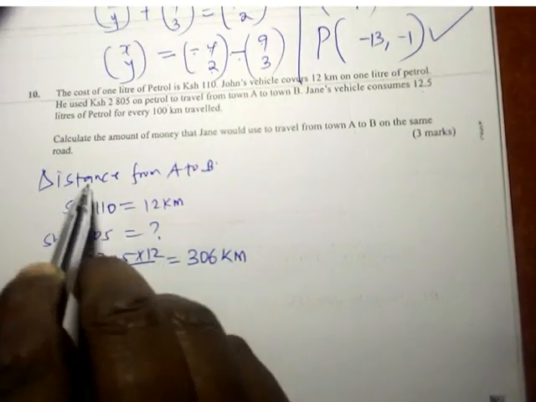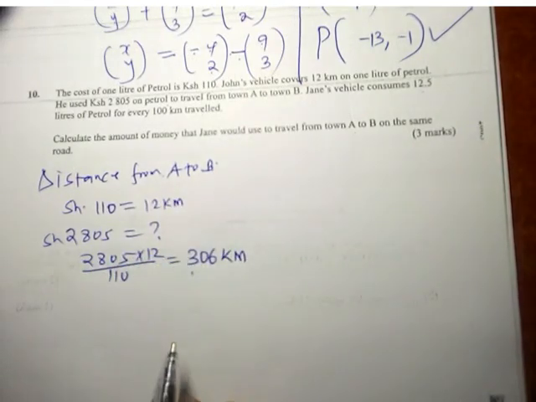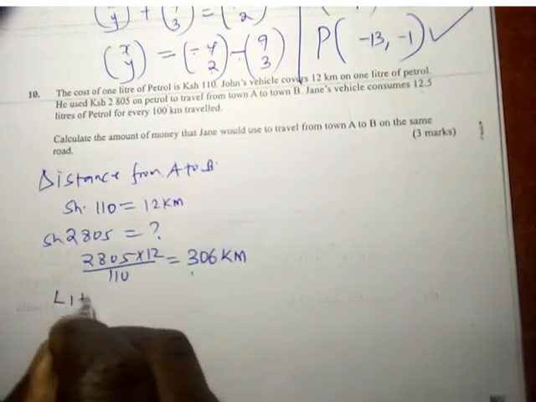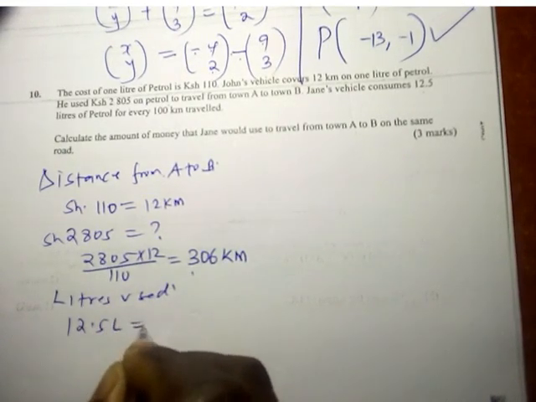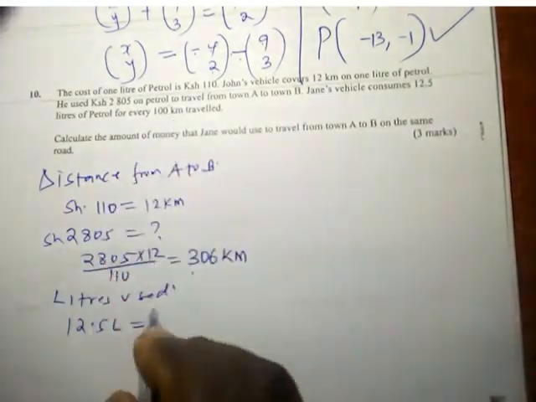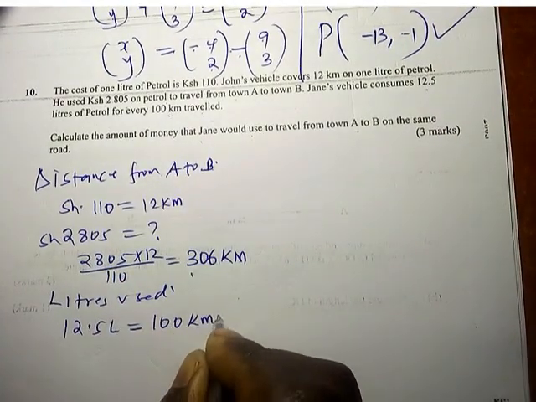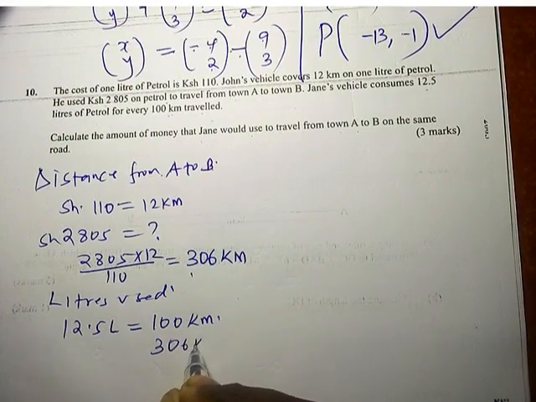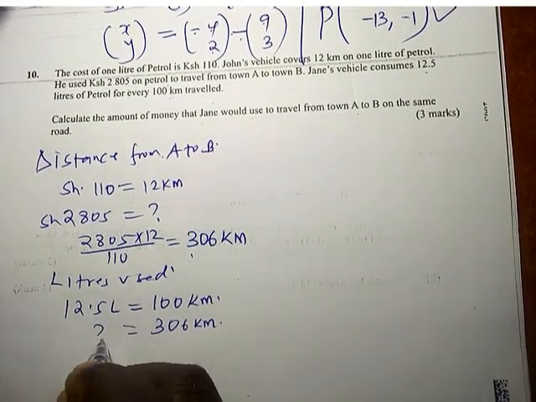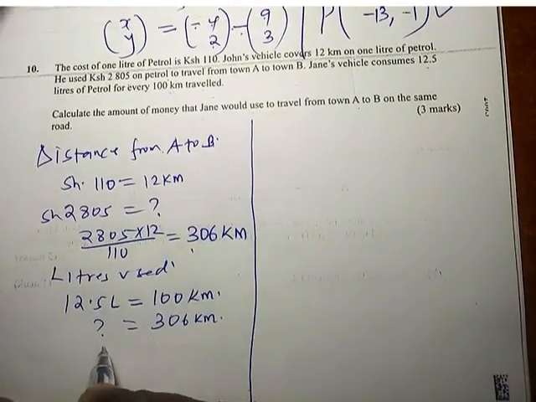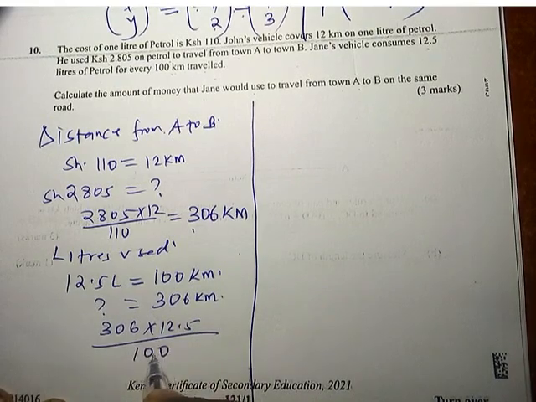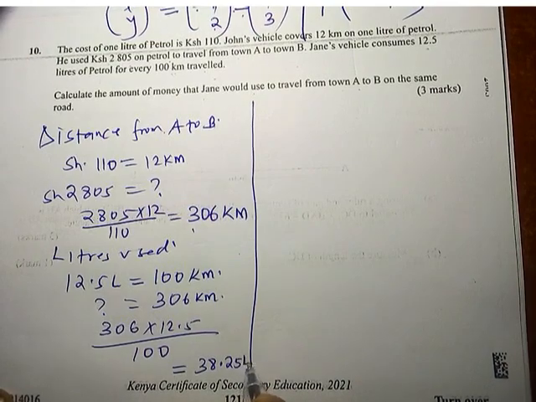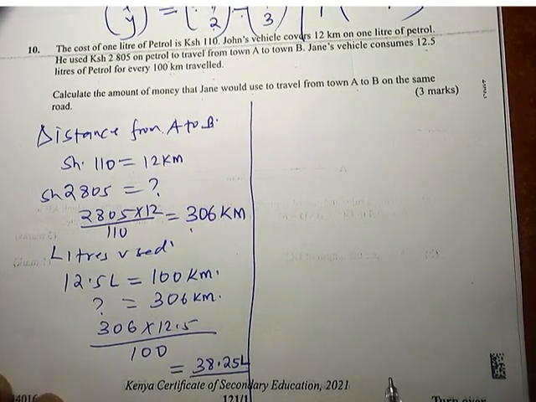306 kilometers. Kwa hivyo the distance from A to B ni 306 kilometers. So let us now look at the liters used. So 12.5 liters anatumia kwa kilometers ngapi? 100 kilometers. Kwa hivyo tunauliza 306 kilometers alikuwa ametumia how many liters? So it is 306 times 12.5 you divide by 100 na hiyo itatupea 38.25 liters. So atakuwa ametumia 38.25 liters.